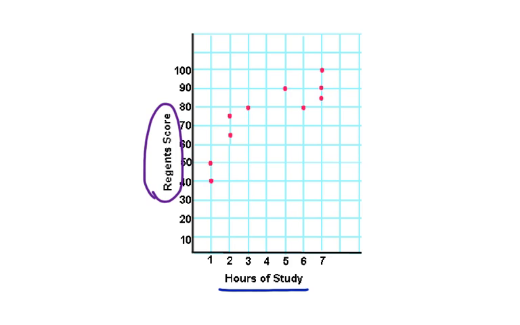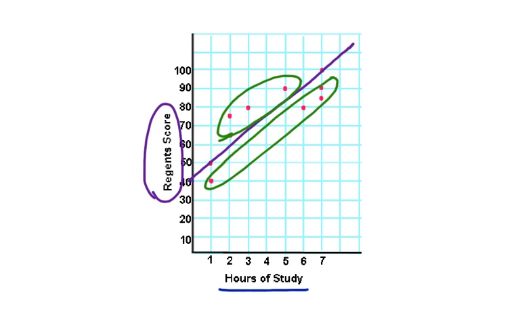Let's take a look at what the line of best fit is for this graph. I can draw a line right through the center of the data. Now, the points that are up here and the points that are down here are not exactly on the line, but this is still the line of best fit for this data.